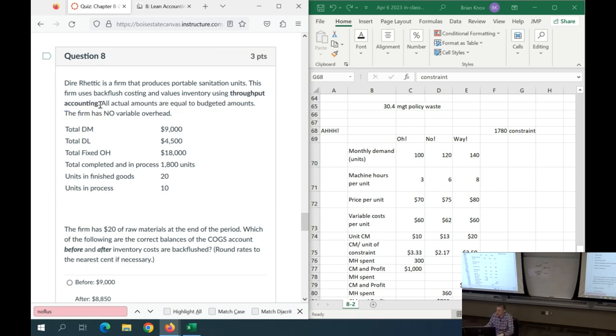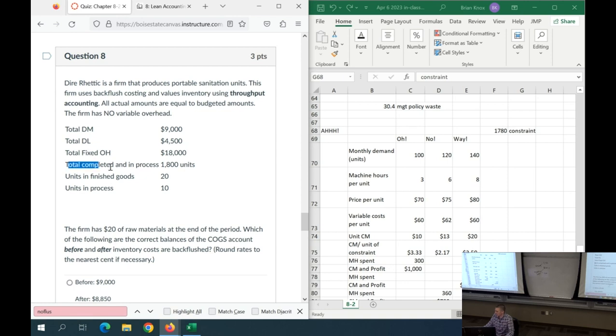If it said direct costing, we would include direct labor. We would indeed include direct labor. But it doesn't say direct costing. This is throughput accounting. So we're only going to consider this as the numerator when we're calculating how much cost goes out.